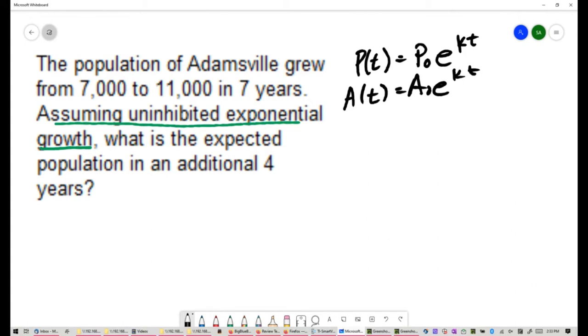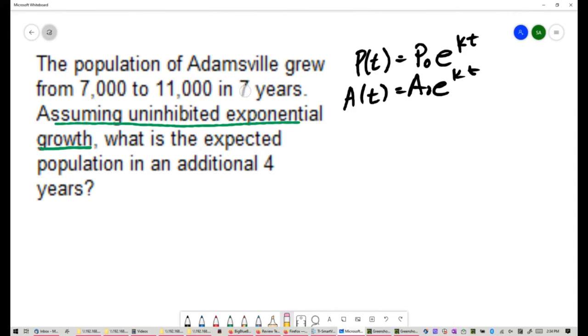And this is the model assuming uninhibited exponential growth. So let's look through the problem to see if we can identify any variables. We've got the population growing from 7,000 to 11,000. This would be a starting population and an ending population. So that would be like your P naught. P naught would be your starting population, and then P of t would be your ending population.